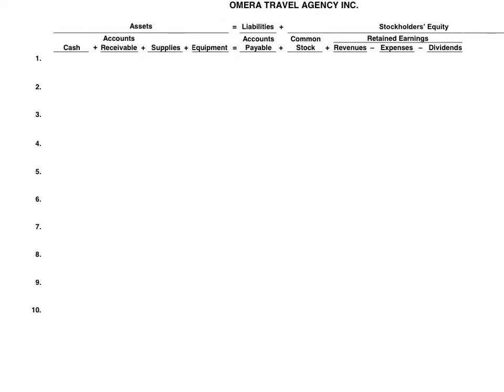Number one, shareholders invested $30,000 in the business in exchange for common stock. Well, two accounts. One, cash goes up $30,000, and common stock goes up $30,000. $30,000 on one side of the equal sign, $30,000 on the other side. So we're in balance. Then I paid $900 for office rent. Well, if I paid cash, then it would be negative cash $900, and office rent is an expense, and we set that up as negative over here because it reduces retained earnings.